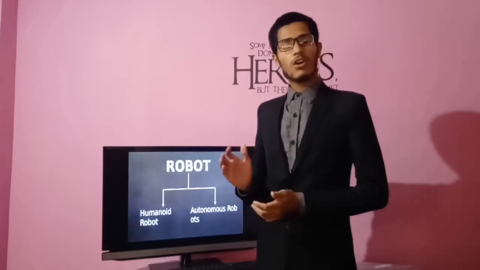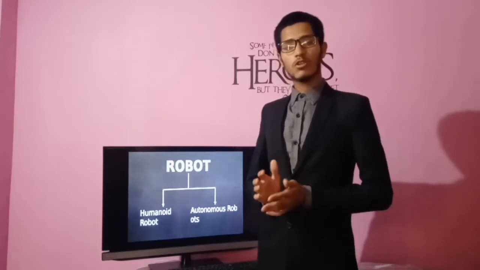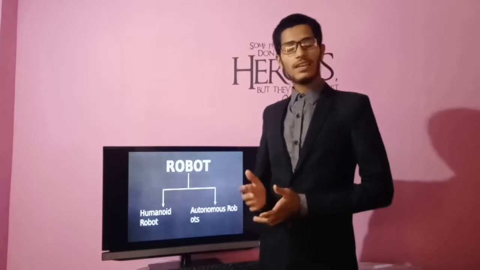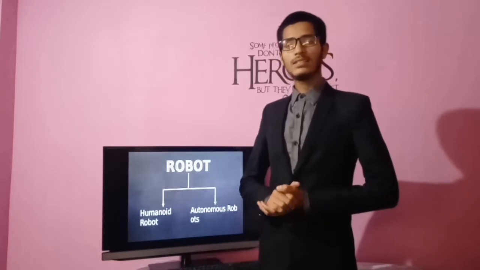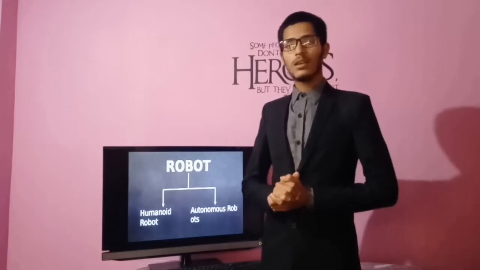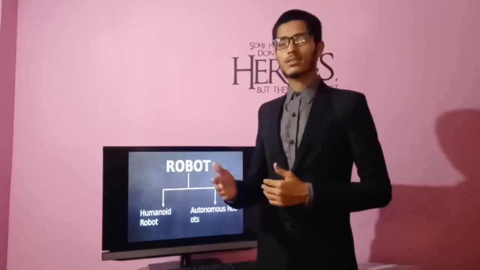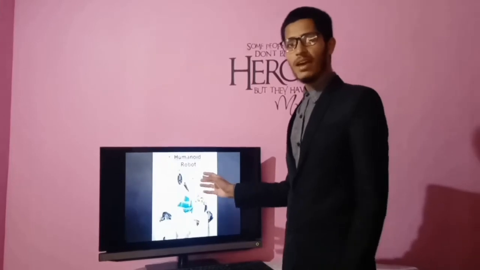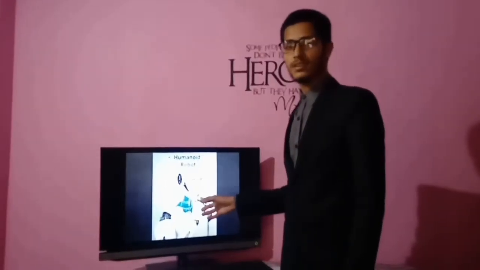So basically, robots are divided into two parts. First, humanoid robot. Humanoid robot means the appearance of the robot will be the same as a human being, like its face, its hands, its legs, and many more things. And the second one is autonomous robots. Autonomous robots means the robots which are used for different tasks. Humanoid robots look like this, such as its face is the same as humans and its hands are also like human beings.